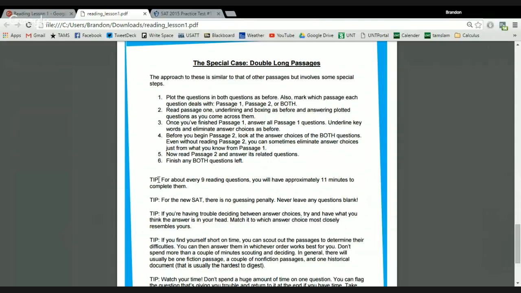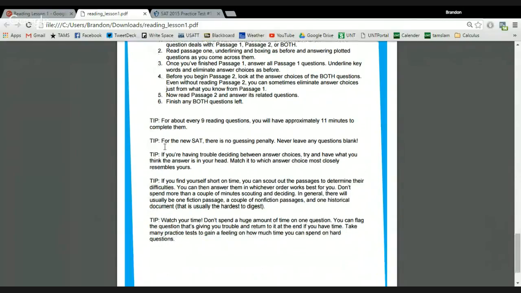Okay, so now let's go to some basic tips in general. For about every 9 reading questions, you'll have approximately 11 minutes to complete them. So make sure you get your timing right. It's all about practice, so make sure you practice the reading section to get your timing down. For the NeoCT, there's no guessing penalty. Never leave any question blank.